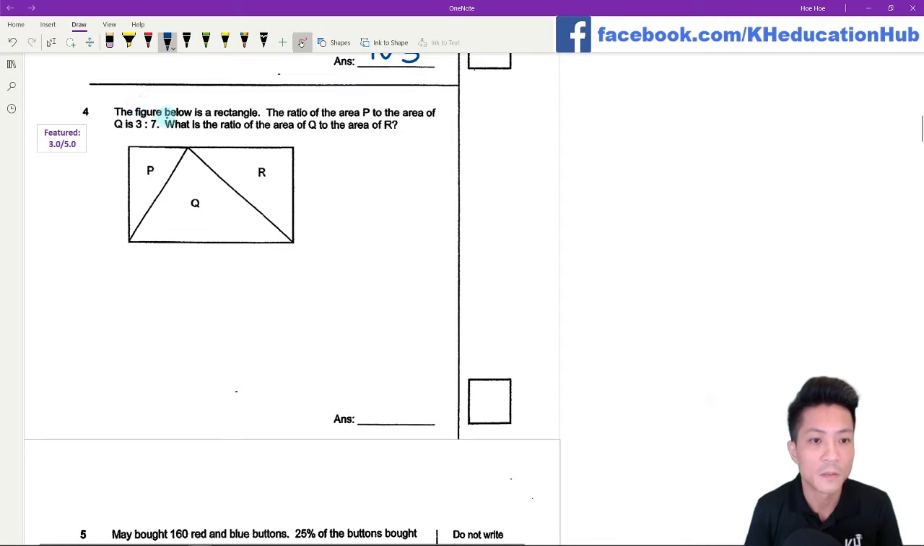Question 4. The figure below is a rectangle. The ratio of the area of P to the area of Q is 3:7. Okay, which means that this is 3 units. This is 7 units. What is the ratio of the area of Q to the area of R? In this question, you have to realize that the area of Q, right? I'm gonna draw it out. The area of Q is basically the area of half of the rectangle.